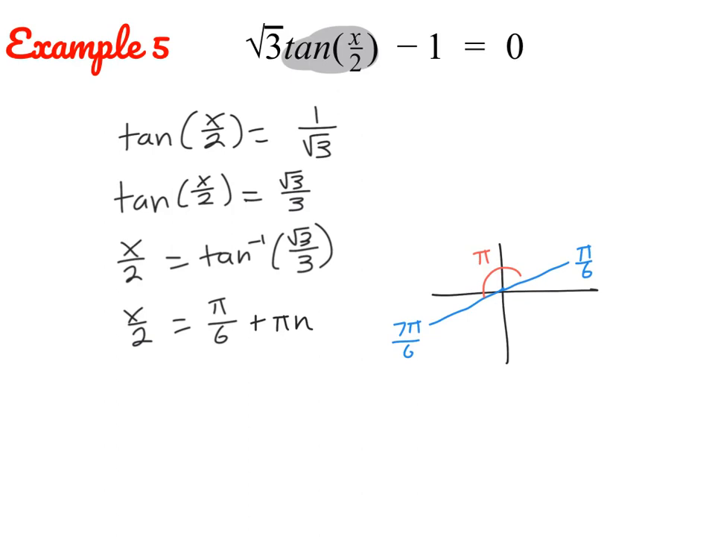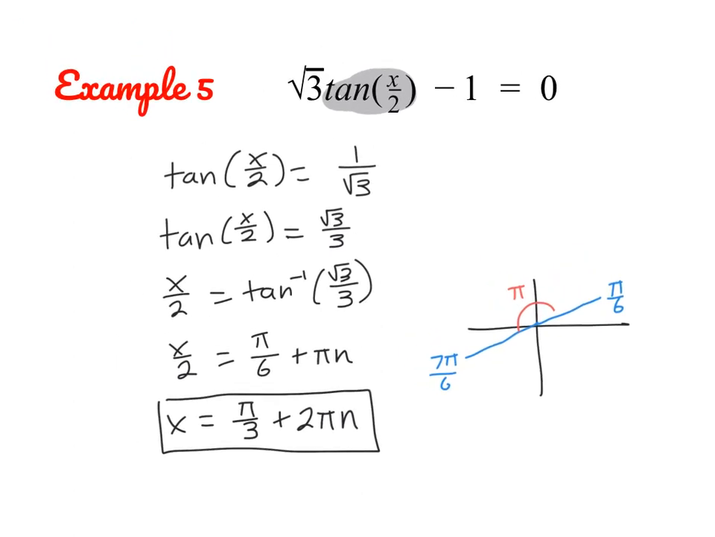Now from here, all we have to do is finish solving for x. So I'm actually going to multiply everything by 2. So that gives us x equals pi over 3 plus 2 pi n. So when we do this step, we even multiply the repeating portion by the value. And there you have it.